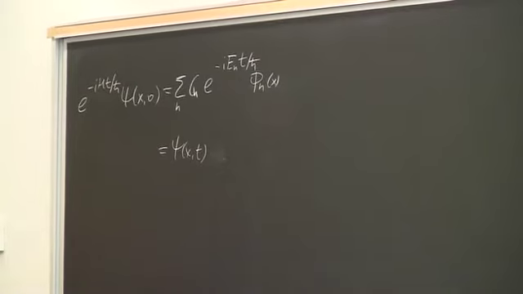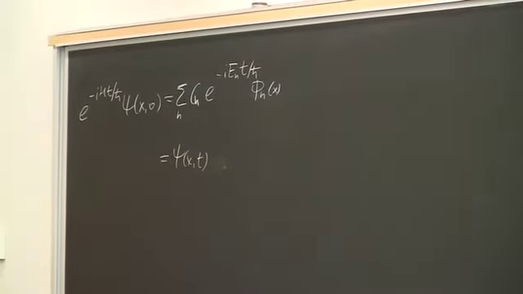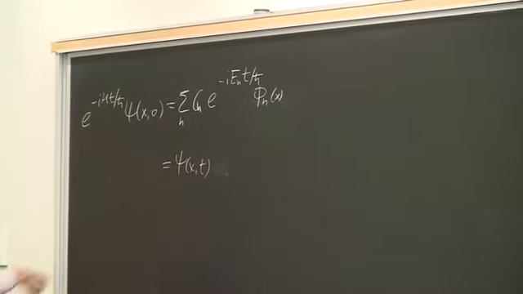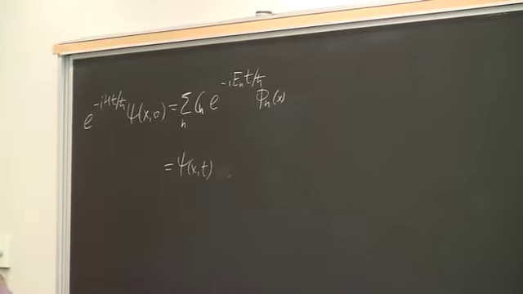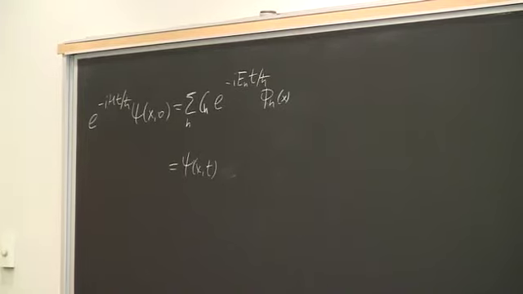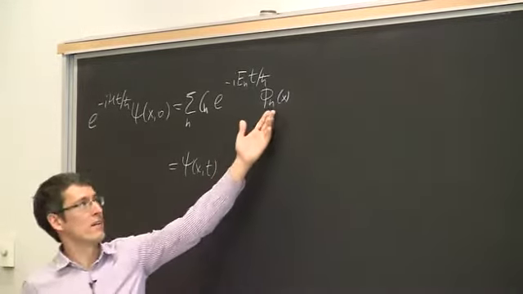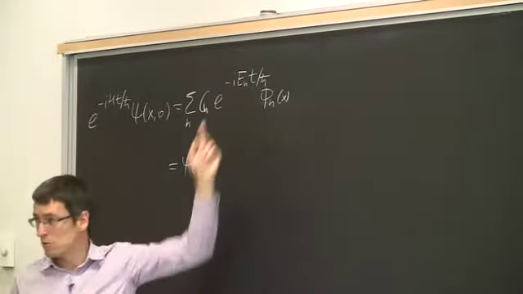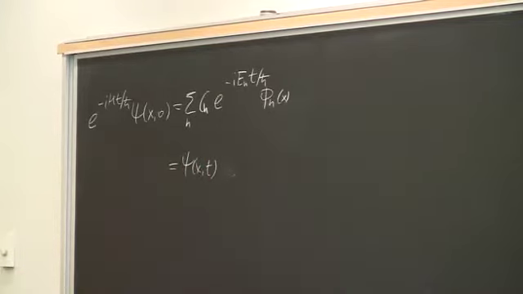That's why eigenfunctions are so fun to work with, because the exponent of the operator acts on them the same way as you would exponentiate the numbers, right? The caveat here is that you need to know phi_n and the E_n's. So you need to solve the time-independent Schrödinger equation to be able to do what I just did.